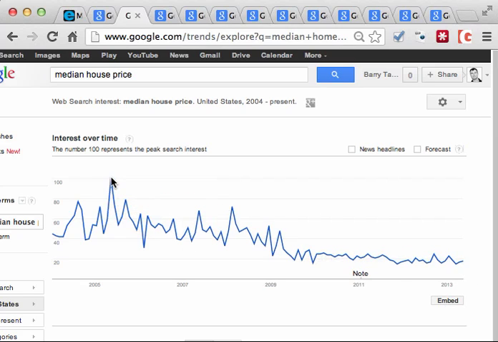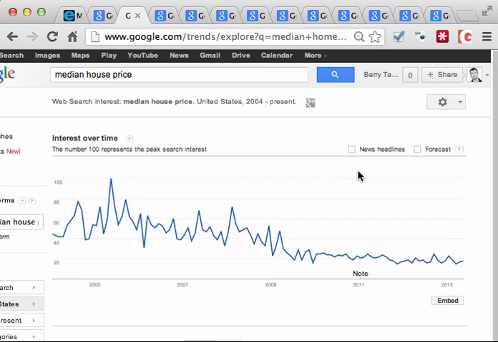As everybody knows, the US housing market peaked in about 2005, and house prices started to slide in 2006. So this is a good representation of the emotions in the market. The number of times it's mentioned in the news, in forums, in discussions, in searches, all of those things are represented by this index value up here.